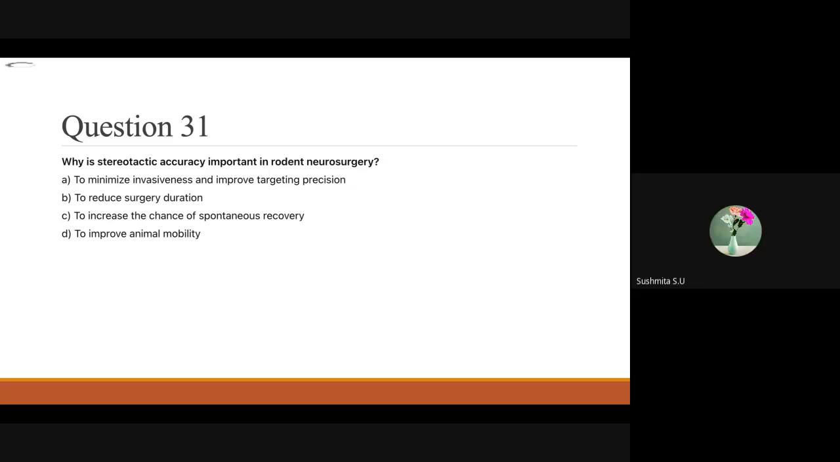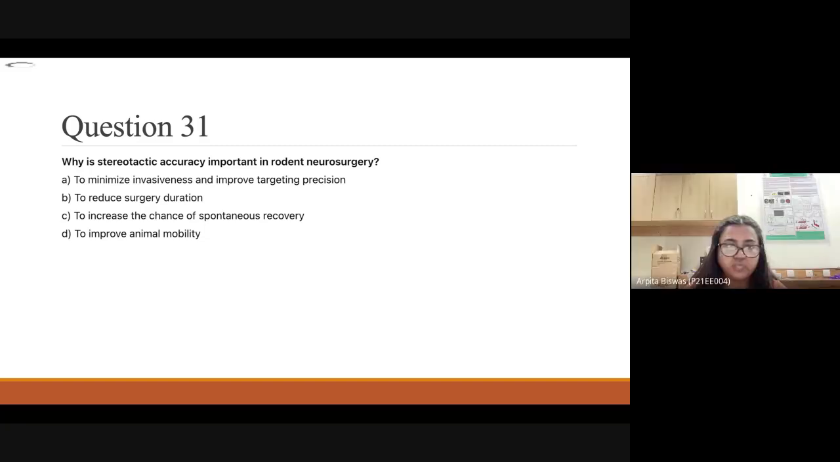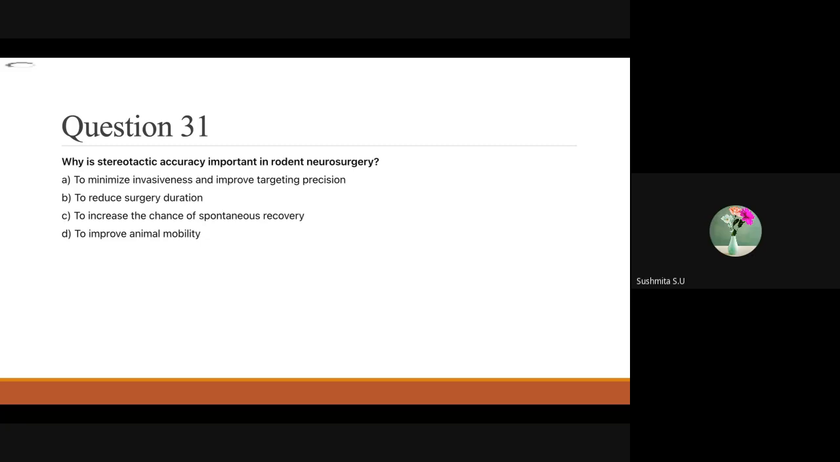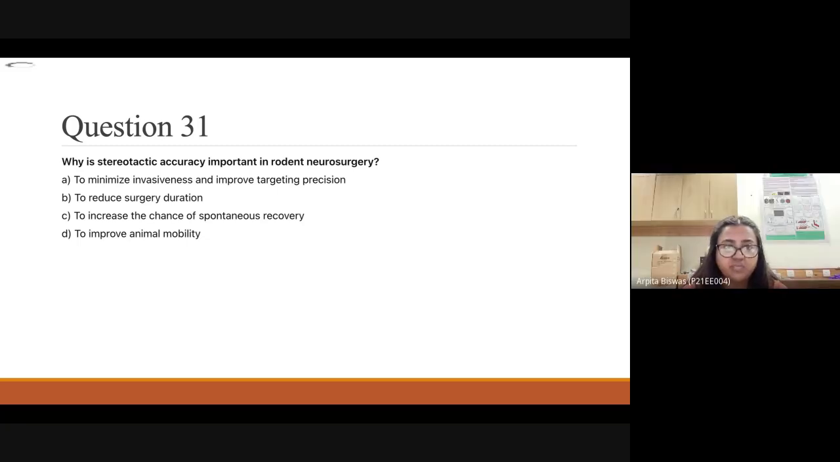Ma'am, this technique will be invasive, also stereotactic. It is there. So which one is the right option? Ma'am, targeting will be precise, but I think it is invasive also. Hmm. Stereotactic surgery. So it is option A, right? To minimize the invasiveness and improve the targeting precision. So the right option is option A.